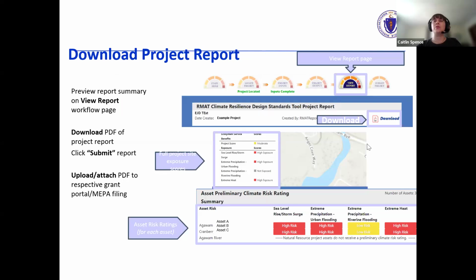So after viewing the project output, the user can view a report which will summarize the same information shown on the project output page. So a summary showing the full project site exposure scores as well as the asset risk ratings, which can be viewed in detail in the project output page. It's possible to download a PDF of the report and save it for future reference or for things like attaching to a grant or permit application.